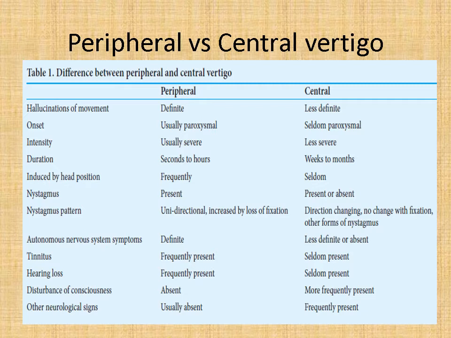All the audiological symptoms, the symptoms related to the ear, which are hearing loss and tinnitus, are evident with peripheral causes of vertigo, and rarely present with central vertigo. On the other hand, neurological symptoms, disturbance of consciousness and ataxia, are all evident with the central causes of vertigo and absent with peripheral vertigo.